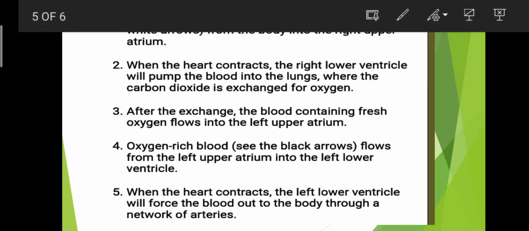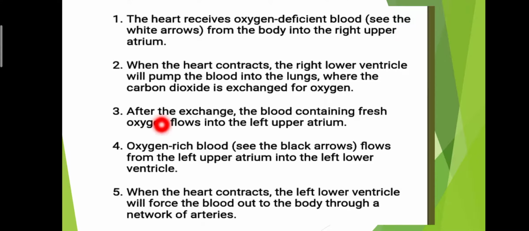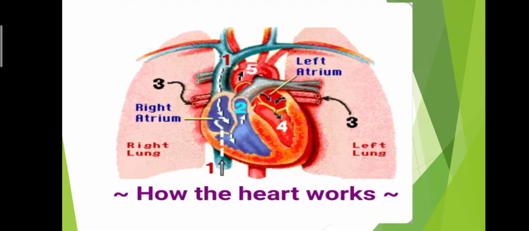In the lungs, exchange of gases takes place, and after the exchange, the blood containing fresh oxygen flows into the left upper atrium. This blood is called oxygenated blood. From the lungs, the blood goes into the left atrium with the help of the pulmonary vein.